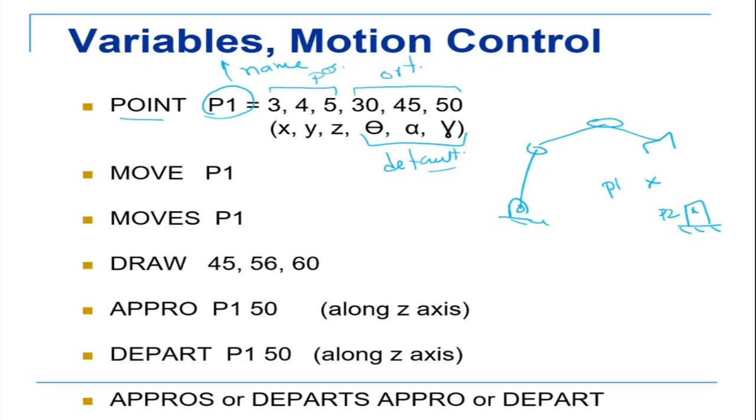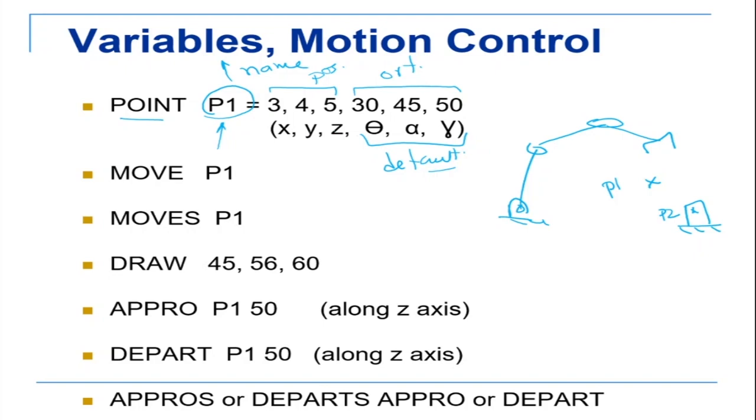Now, after defining points in space, we have to move to those points in space. So, the first command is move P1. Just like in the English language, it has been made so simple that anybody can understand a robot program very easily. So, move P1 means move to the point P1, and we have already defined P1 here. So, it simply moves to the point P1.